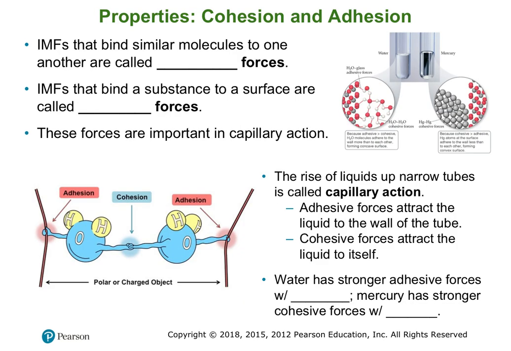Along the lines with both viscosity and surface tension is cohesion and adhesion. So cohesion means together, and ad means to or toward. So cohesion means sticking together. Adhesion means sticking to something else. So IMFs that bind molecules to one another, those are the cohesive forces. Keyword being binding to one another. And then IMFs that bind a substance to a surface are the adhesive forces.